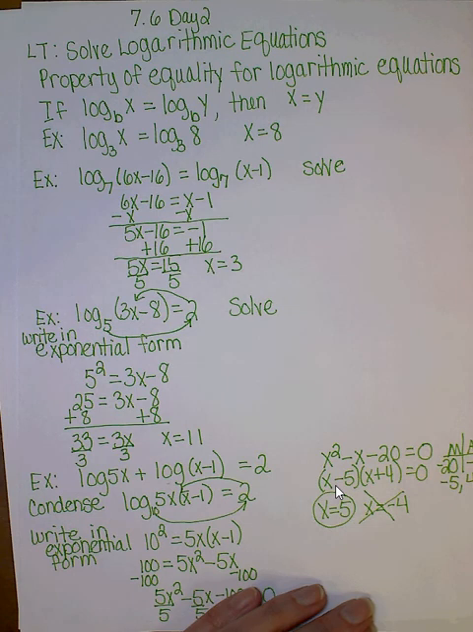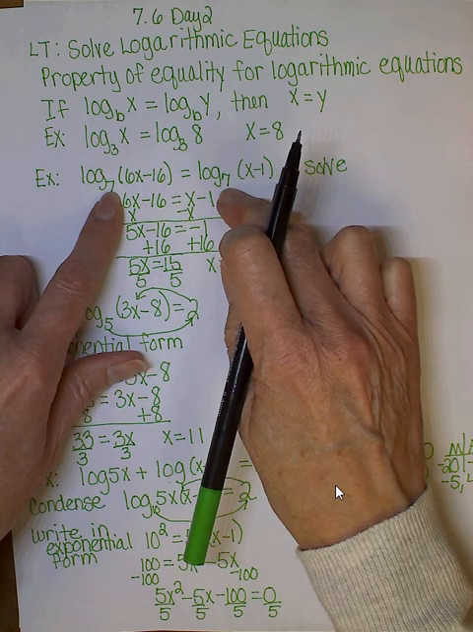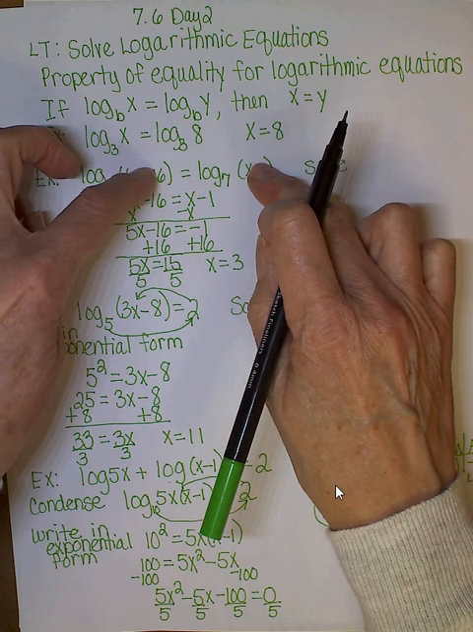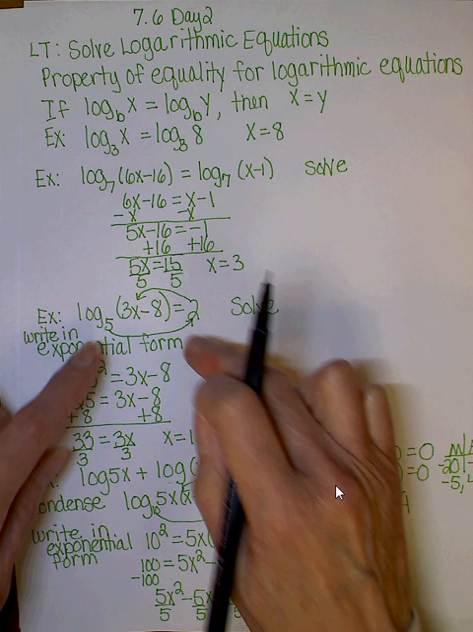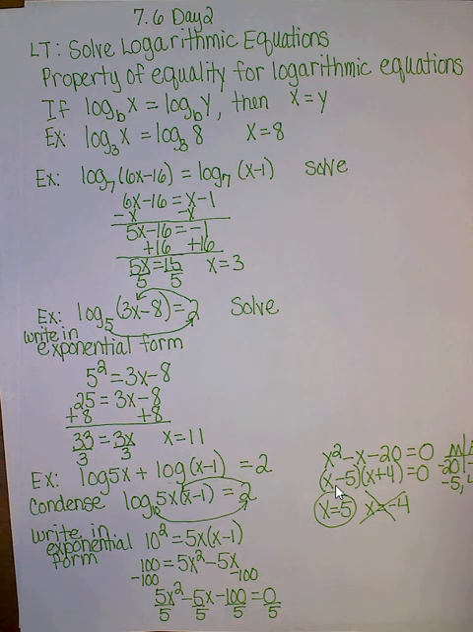Alright, so we basically had two techniques again. If you see the same log on both sides, then you can set the two arguments equal together. And then we can write it in exponential form to get rid of the log. And then sometimes, like the last example, we need to condense it first before we write it in exponential form. Alright, this is really important, and solving logarithm equations is really the goal of this chapter. Alright, that's the end of day 2.